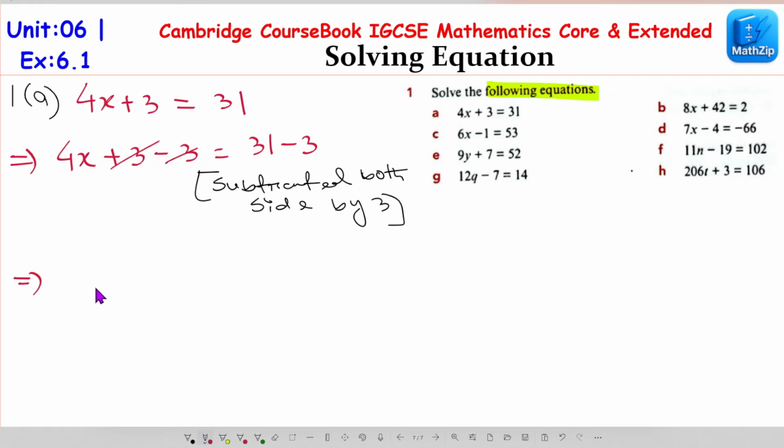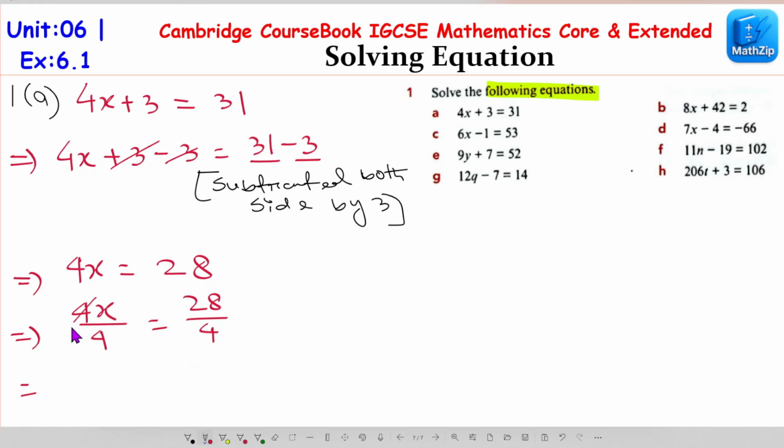Now plus 3 minus 3 cancel out, so here is 4x equals 31 minus 3, which means 28. Now we will divide both sides by 4, so 4x by 4 equals 28 by 4. So 4 and 4 cancel out, and 28 by 4 is 7. So our answer is x equals 7.